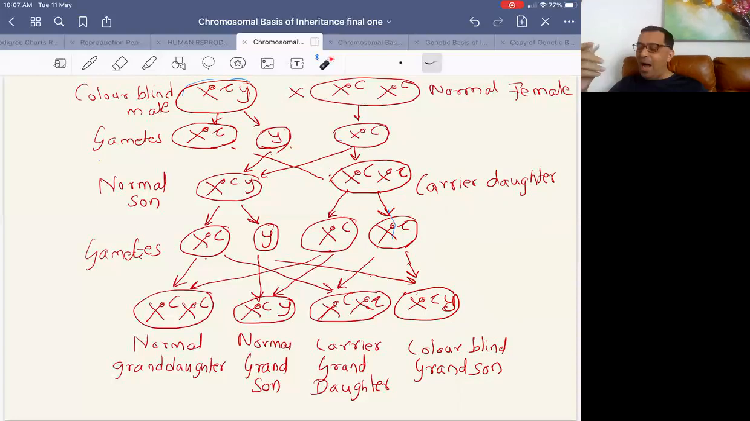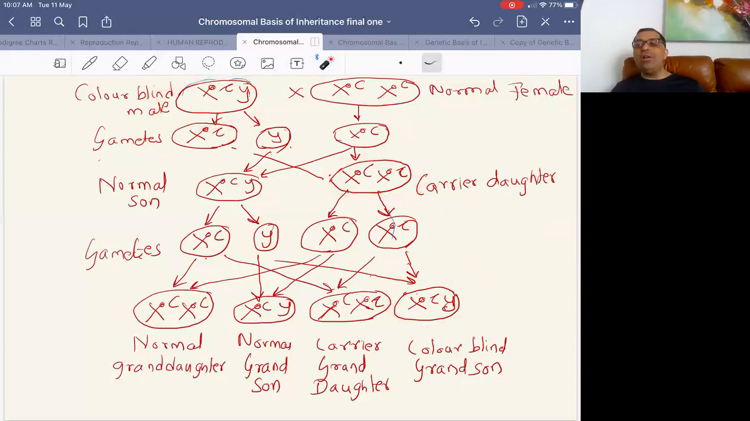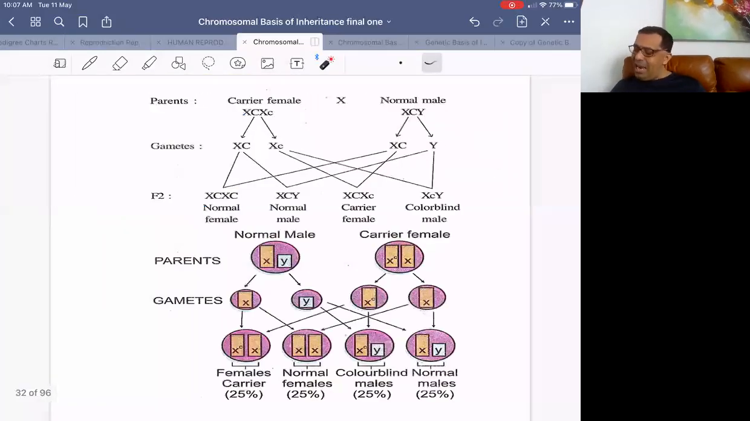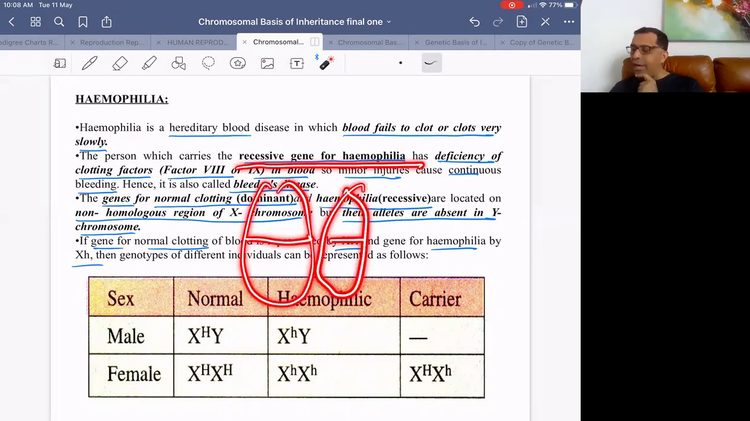So how do X-linked diseases pass? From males via daughters to grandson. So male via female to grandson, and that is called as criss-cross inheritance. And then we have another example. So hemophilia is a hereditary blood disease in which blood fails to clot or clots very slowly. And that is because of a recessive gene for hemophilia and deficiency of clotting factor 8 or factor 9.